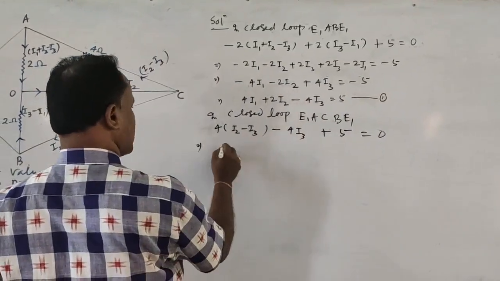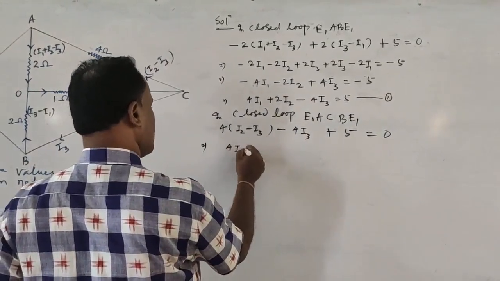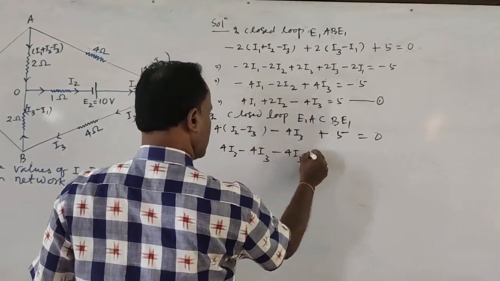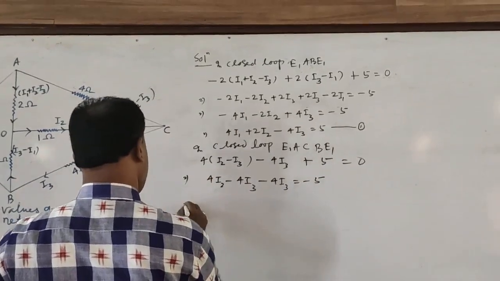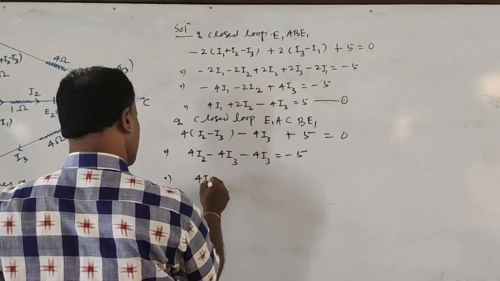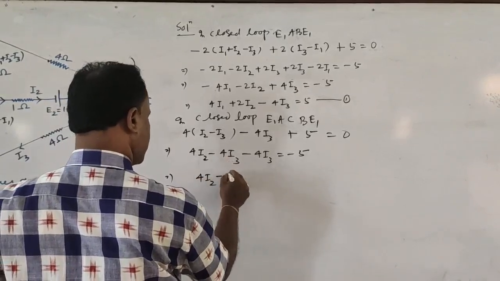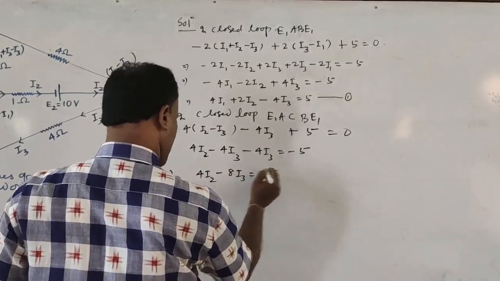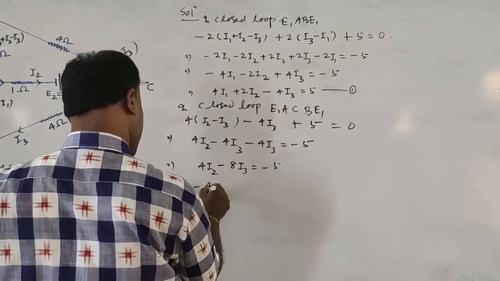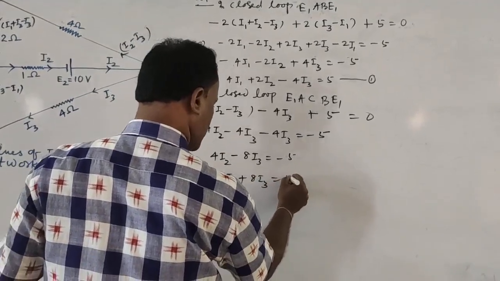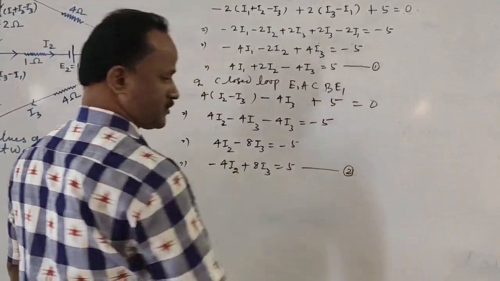Let us solve the equation. 4I2 minus 4I3 minus 4I3 is equal to minus 5. Or 4I2 minus 8I3 is equal to minus 5. Or, rewriting, minus 4I2 plus 8I3 is equal to 5. This is equation 2.